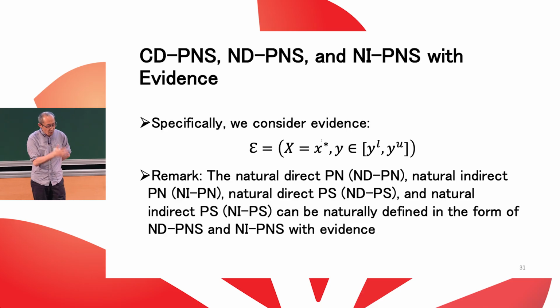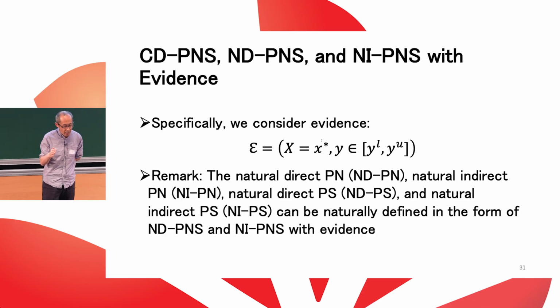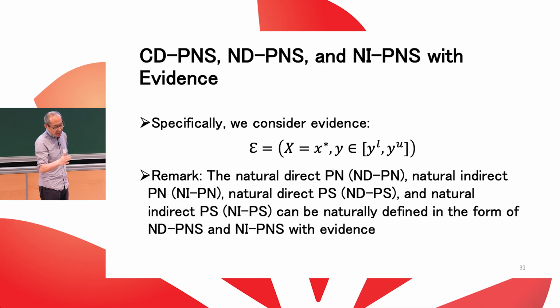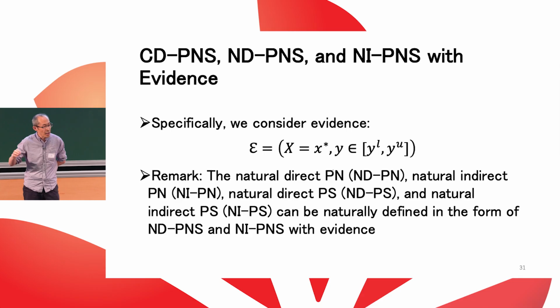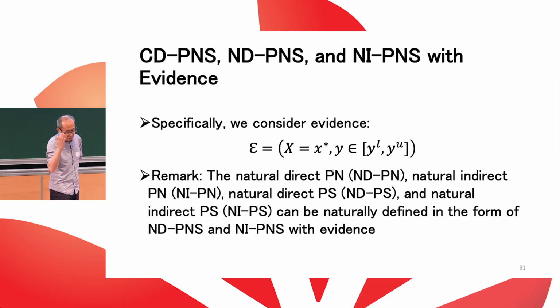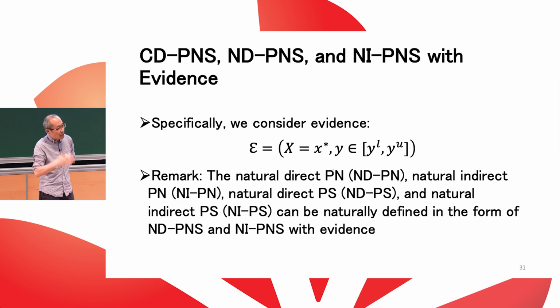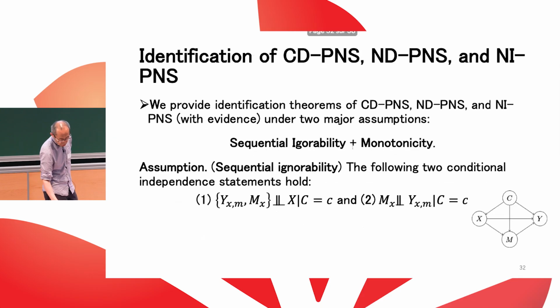Also, so far I have focused on the PNS. There are similar concepts of probability of necessity and probability of sufficiency. You can define all of them, with their corresponding versions of direct and indirect effects. It turns out all those can be naturally defined in the form of this PNS given certain evidence. So I will not go into the details.